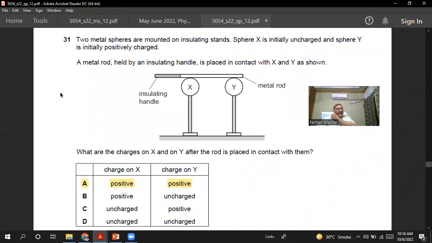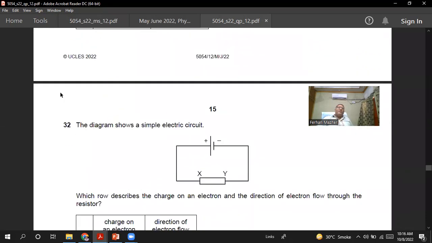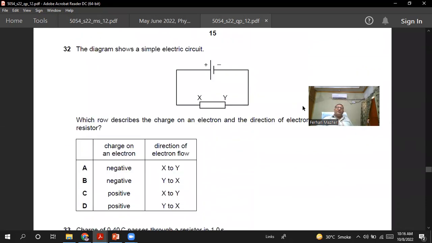Question number 31, A is the right option. Okay, so we are going to the next question. The next question is question number 32.